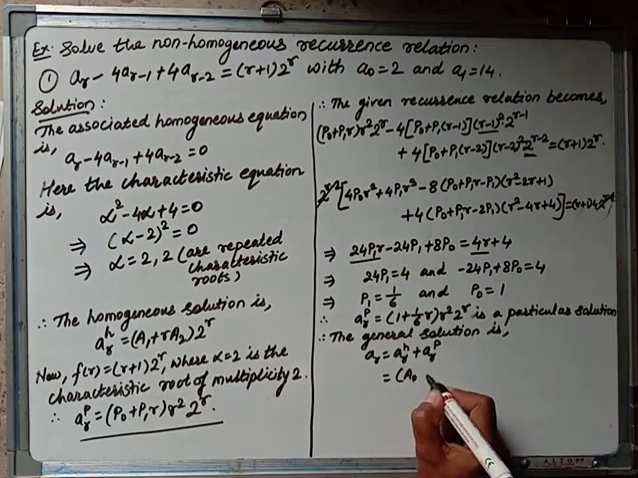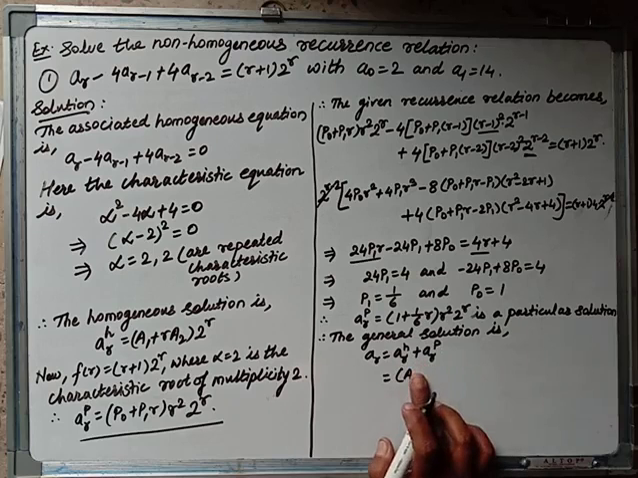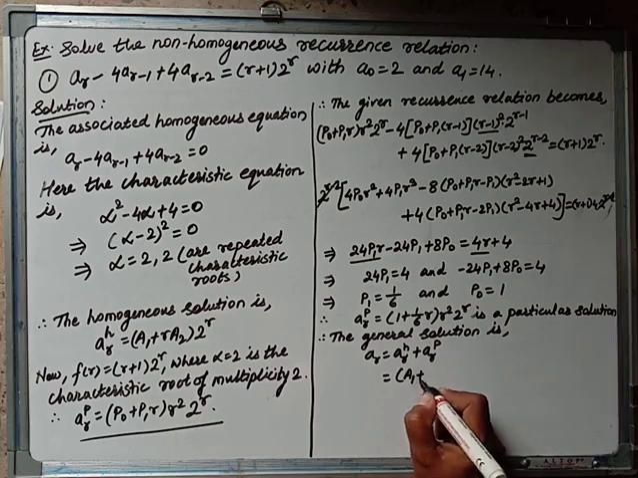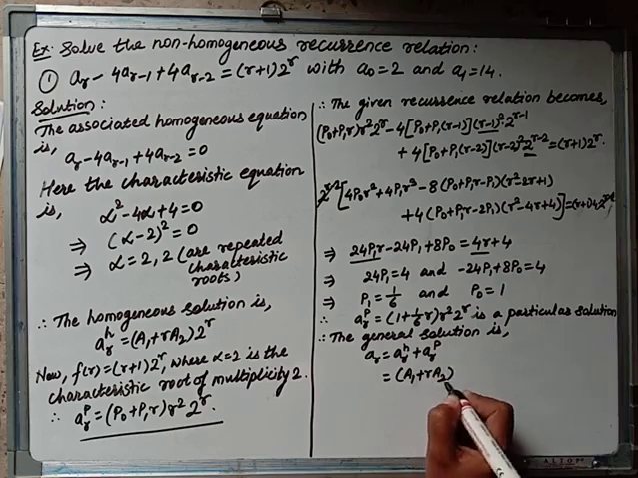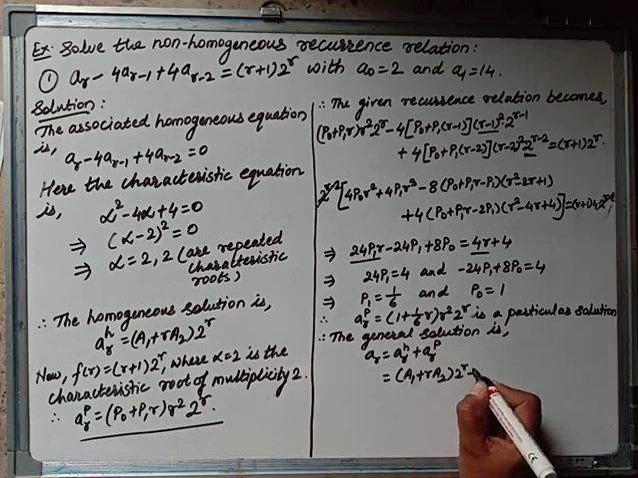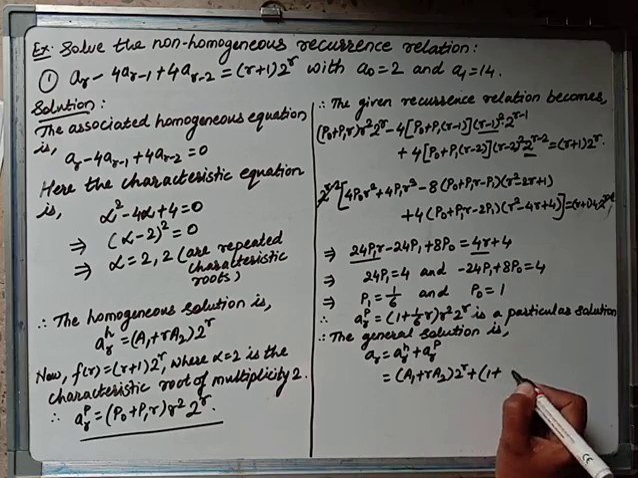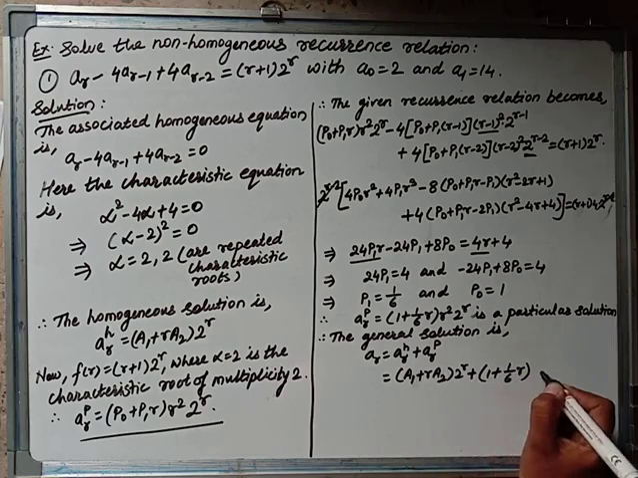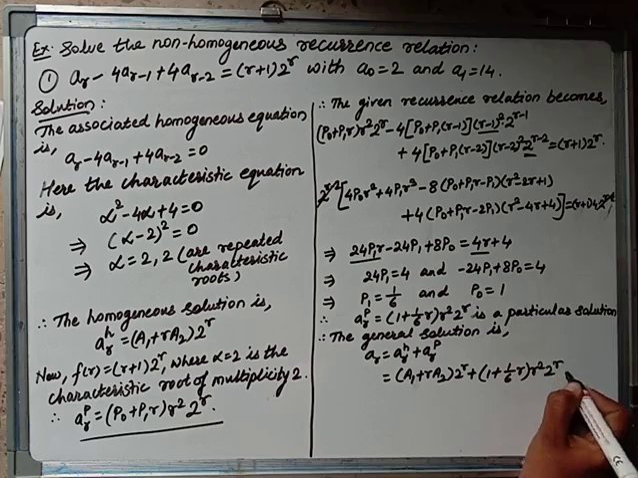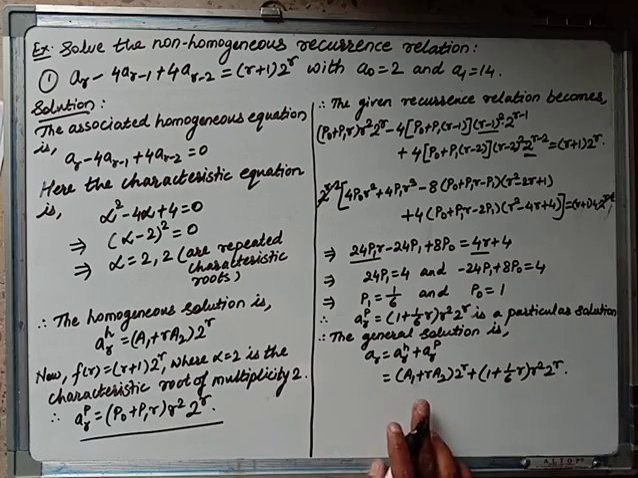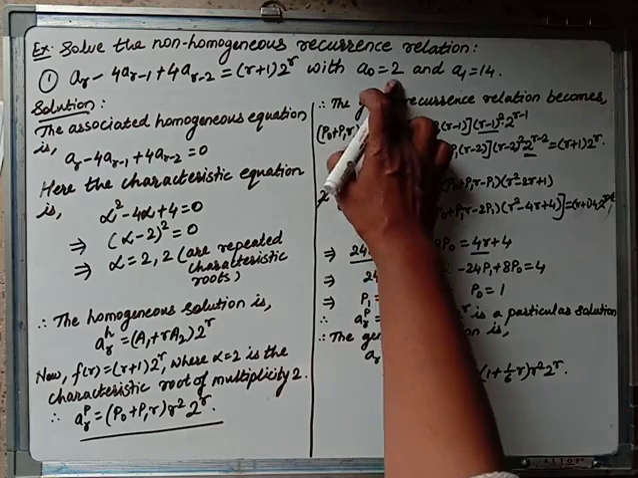So it will be A1 plus RA2 into 2 raised to R plus 1 plus 1 by 6 into R square 2 raised to R. This is our general solution. Now our last aim is to determine the values of A1 and A2 using initial conditions.